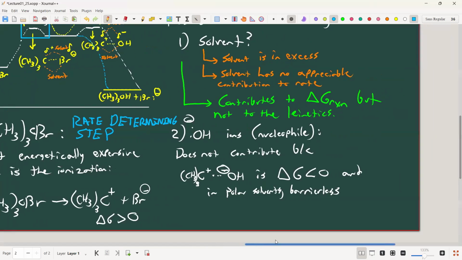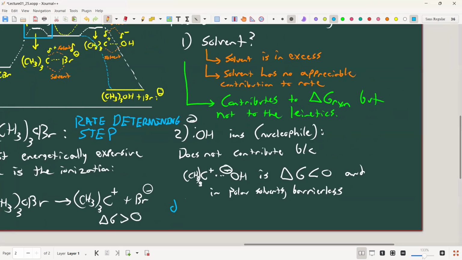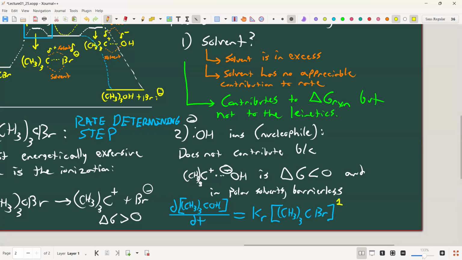that means by definition that the formation of our products, the reaction law for this reaction, which is the time derivative of the product, is equal to some rate constant, K_R, times the concentration of our starting material only. And it's to the first power because only 1 molecule is involved in the transition state.